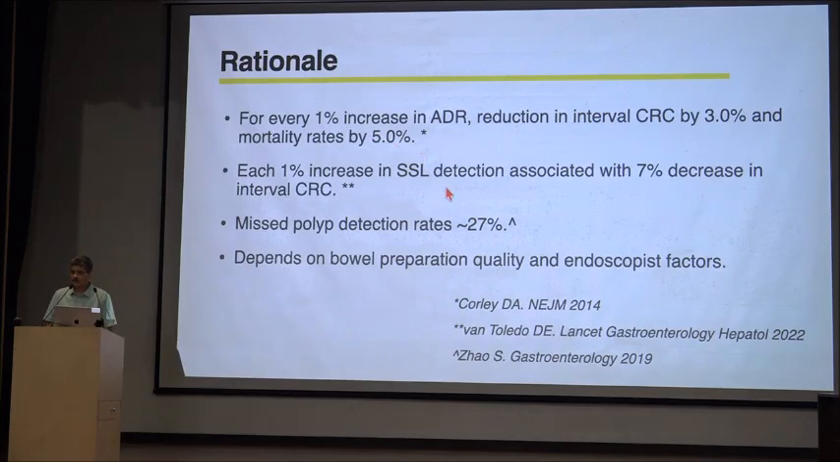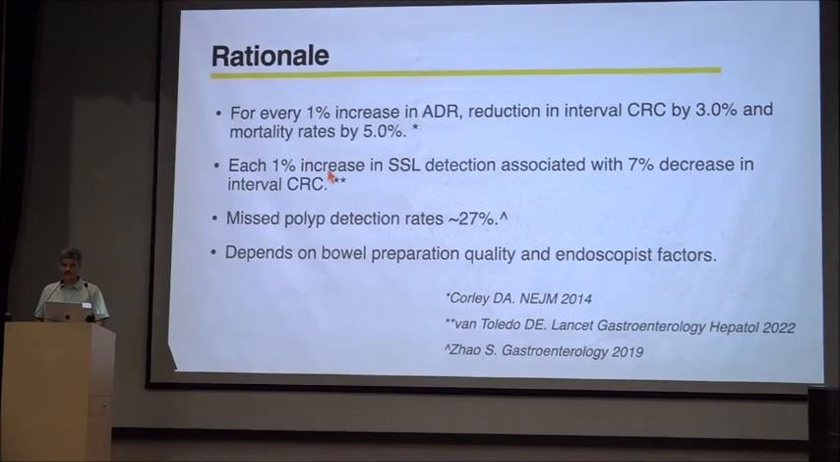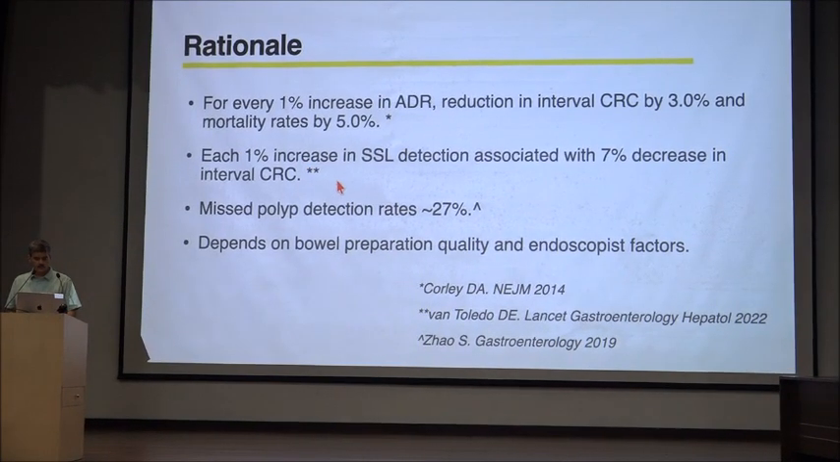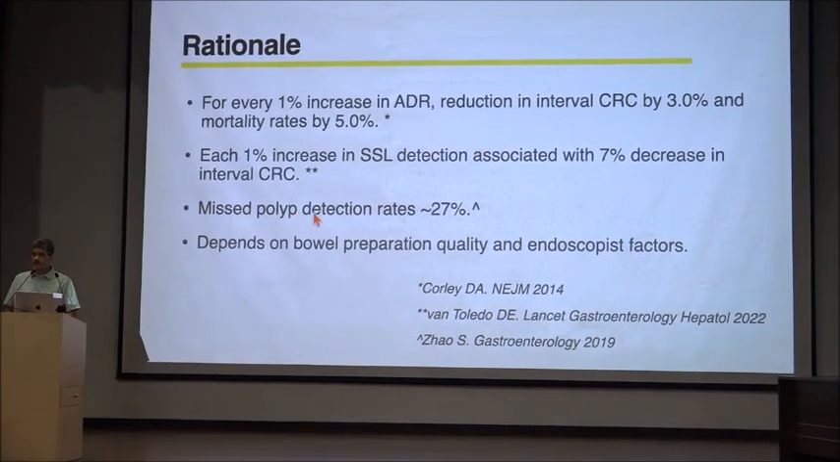Now, SSL or sessile serrated lesions or sessile serrated adenomas are becoming very important, and a recent paper showed that for every 1% increase in SSL detection, which are actually very difficult to detect, is associated with a 7% decrease in interval colorectal cancer. Plus, we are not very good at colonoscopy.